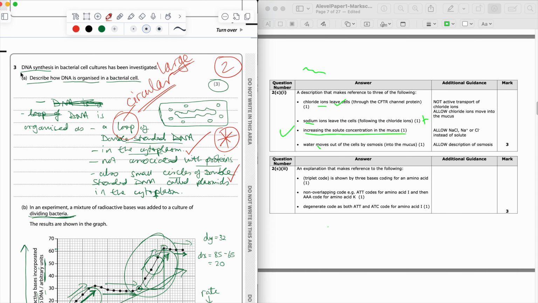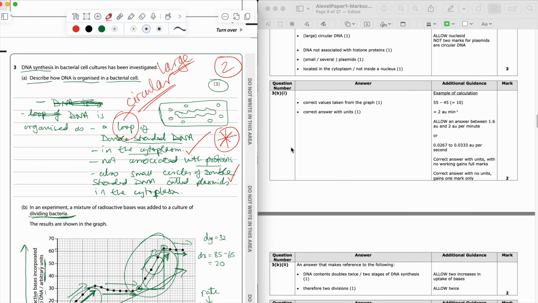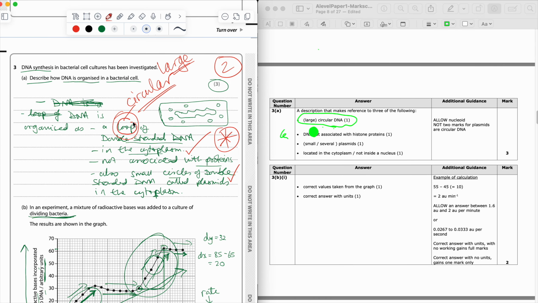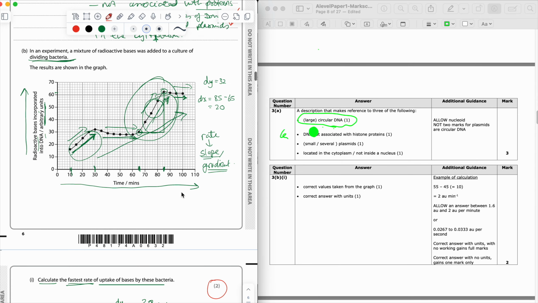Then in question 3, I forgot to say circular DNA. Here it says large circular DNA, and I rather went for saying loop. So I probably wouldn't get that mark. And once I see things on a mark scheme, I should probably start training myself to say those things. I got 2 marks for other things, but yeah, all right.